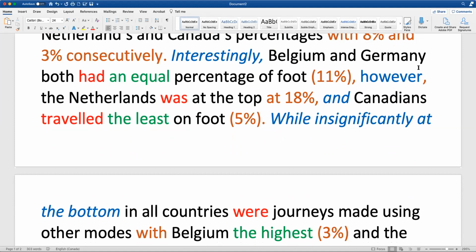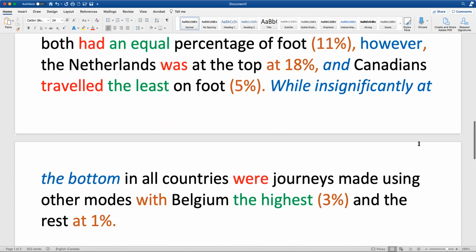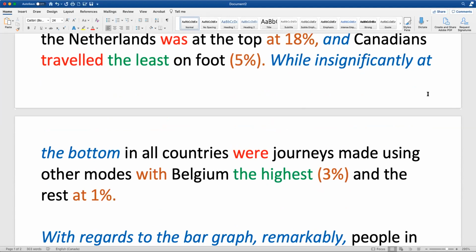Interestingly, Belgium and Germany both had an equal percentage of food, 11%. However, the Netherlands was at the bottom at 18%, and Canadians traveled the least on food, 5%. While insignificantly at the bottom, in all countries journeys were made using other modes, with Belgium the highest at 3% and the rest at 1%.